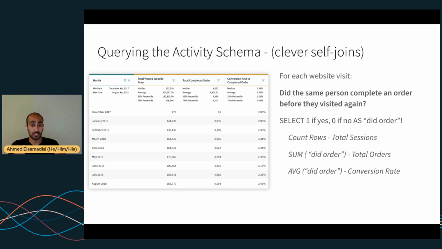We go down the activity schema and grab every single web visit. For every single web visit, we just look, did that same person complete an order before they visited again? If yes, I'm going to put a 1. If no, I'm going to put a 0. So now we have a table with every visit and whether the person ordered or not. And simply, I can count the number of rows in there to get the total number of web visits. I can sum the did-order column and get the total number of orders. I can just average it and get the conversion rate. You're simply going down and it's super easy.